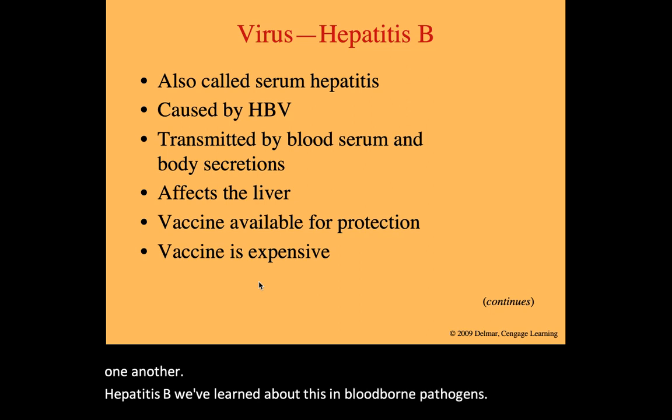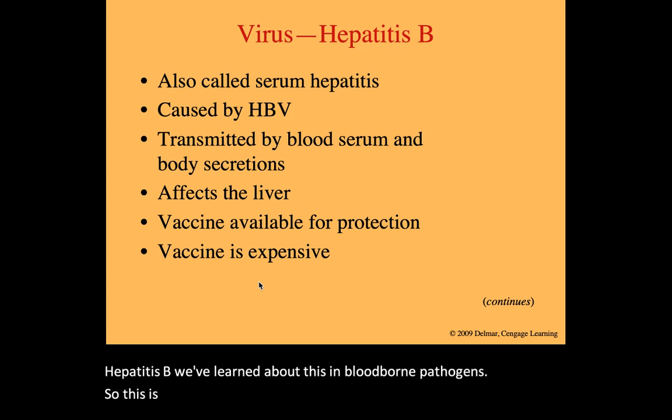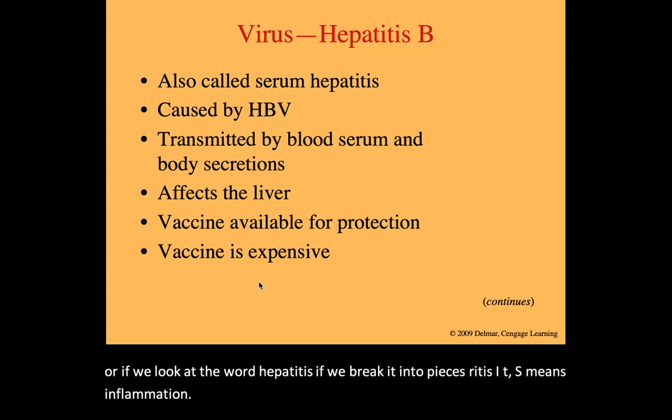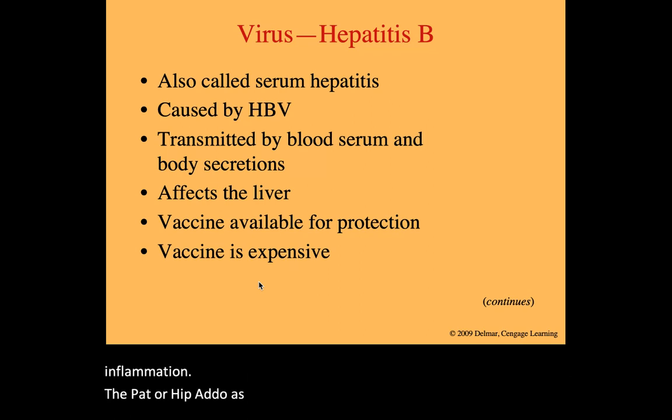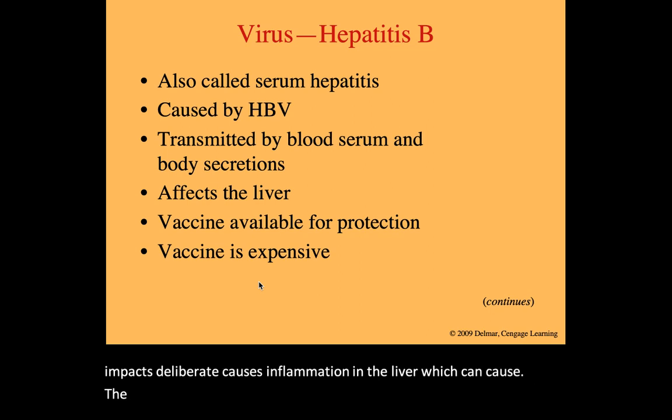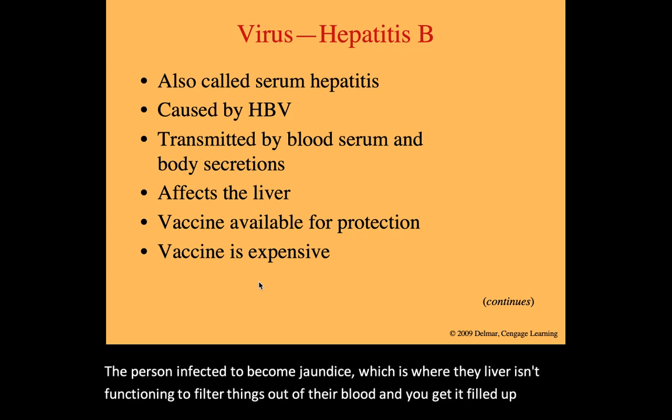So this is spread through blood and bodily secretions. It affects the liver. Right? If we look at the word hepatitis, if we break it into pieces, itis, I-T-I-S, means inflammation. Hepat, or hepato as the combining form, means liver. So this directly impacts the liver. It causes inflammation in the liver, which can cause the person infected to become jaundiced, which is where their liver isn't functioning to filter things out of their blood, and you get a buildup of what's called bilirubin. Causes your skin to get yellow.